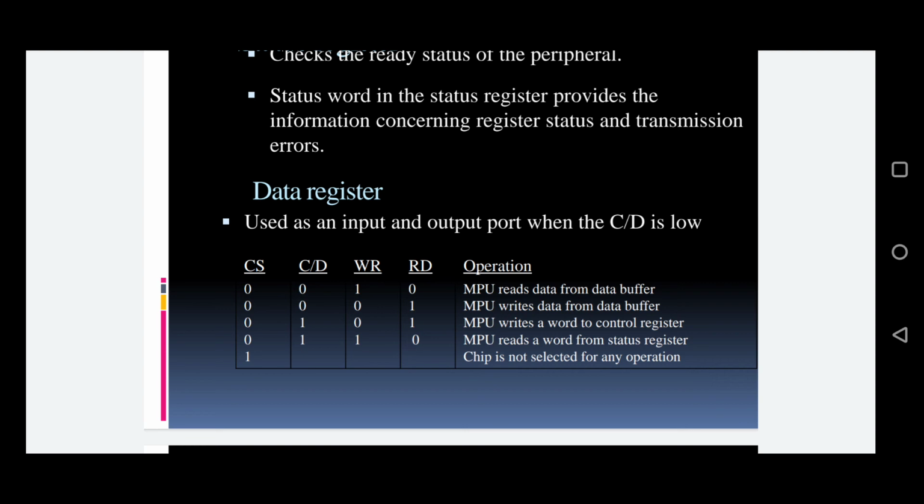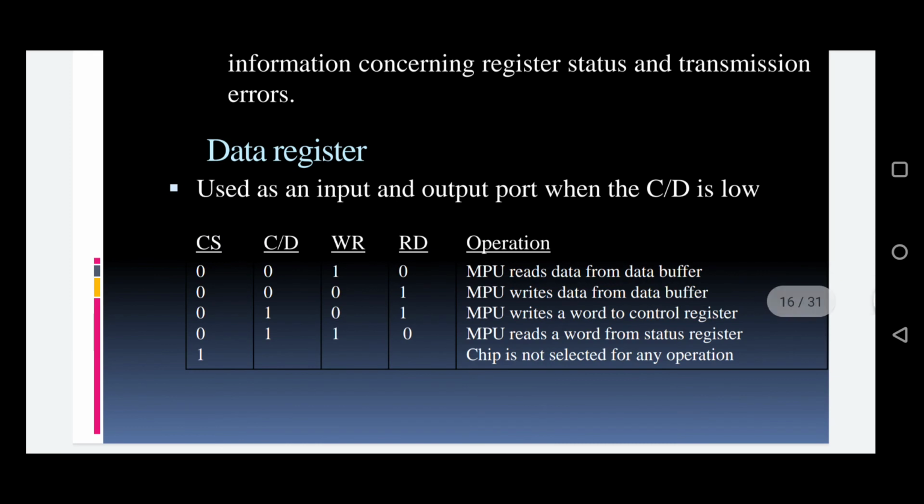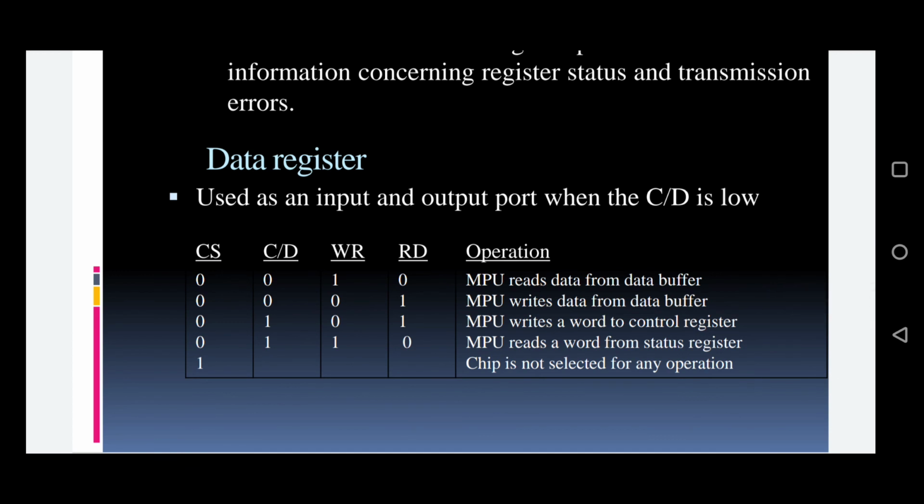Let us see the table. The first column is CS, that is chip select. The second column is C/D, that is command/data word. The third column is write, and the fourth column is read. Basically, read and write are active low signals. And the fifth column is the operation.